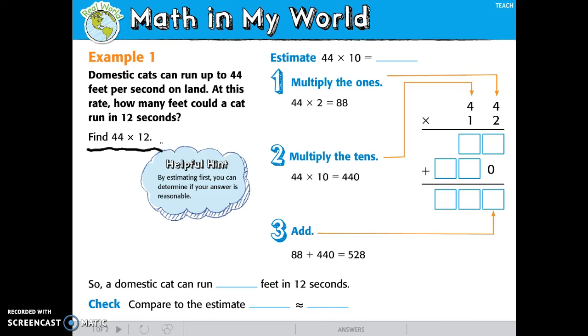To start, we're going to estimate 44 times 10. Well, 44 times 1 is 44, and we put our 0 at the end. So our answer, when we're done, should be close to 440.